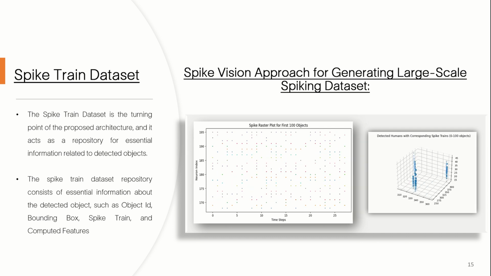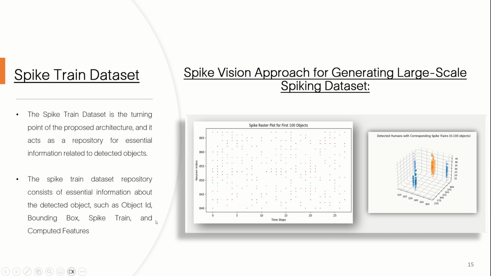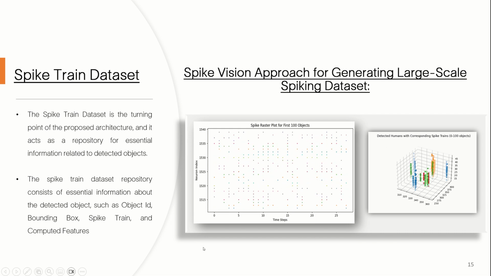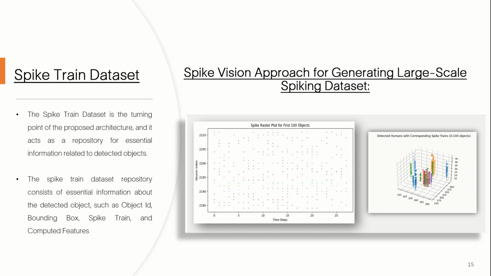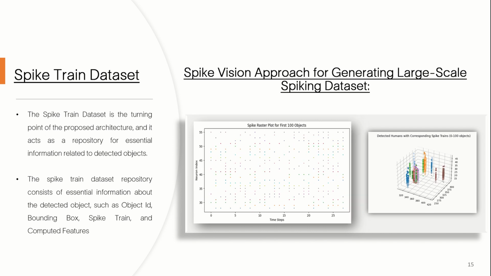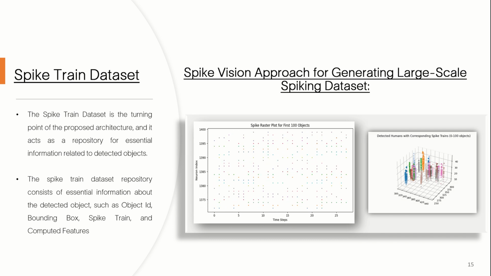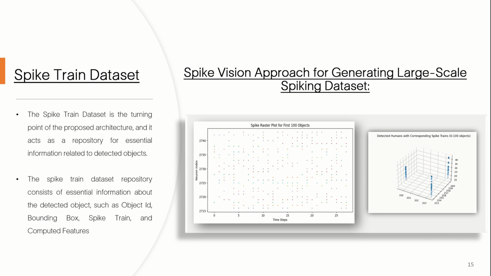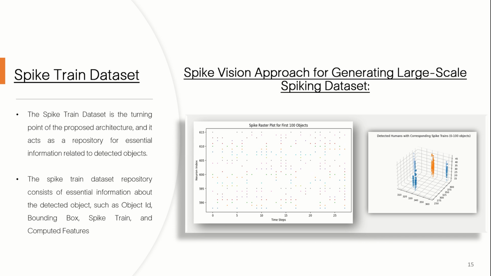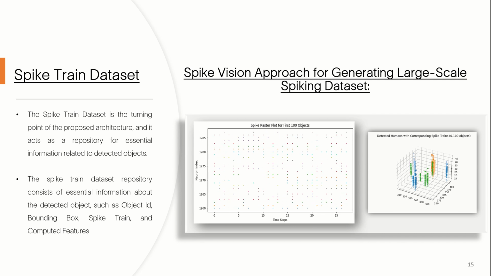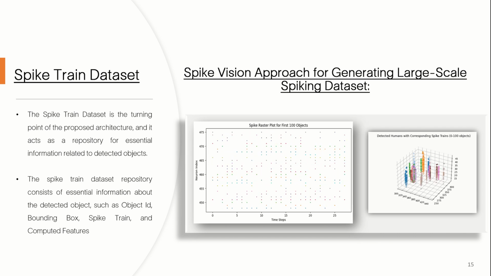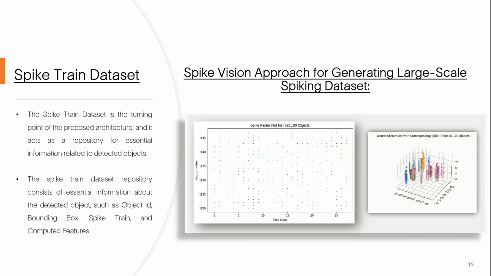In this spike train dataset, we are saving information like an object ID. We are giving each object one ID. For example, human is object 0 and class will be 1, and so on. And the bounding boxes, which are required to know about the information, and the spike trains, which I said the dataset is based on, and the computed features X, Y, and so on. We believe that this information is quite important for a model to learn every time, and it is required for further analysis.